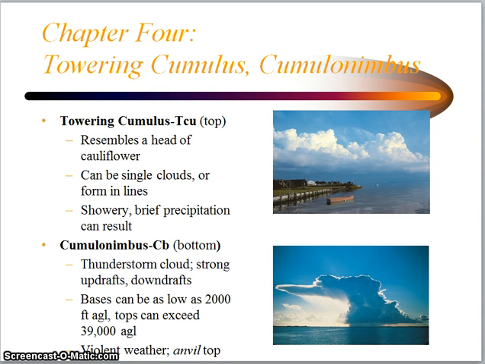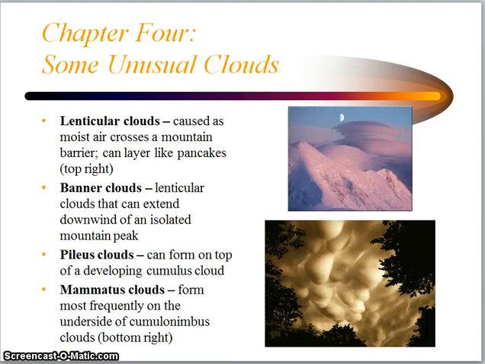And then the bottom picture, the cumulonimbus. This is the thunderstorm cloud with strong updrafts and downdrafts. The bases of these clouds can be as low as 2,000 feet above ground level, but the tops of the strongest thunderstorms can exceed 39,000 feet above ground level, especially in strong or severe thunderstorms, which we will discuss in a future chapter. They can produce violent weather, and they have that flat, classic anvil-shaped top. So, towering cumulus and cumulonimbus.